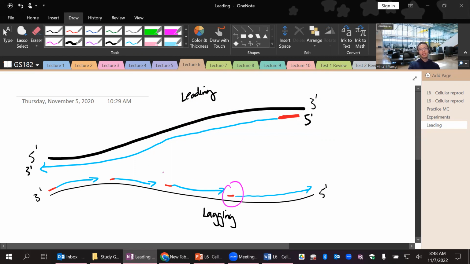We saw that happening. Same thing here. This little chunk will get replaced by the polymerase coming downwards, and this will get replaced. However, we have a problem with this little bit.